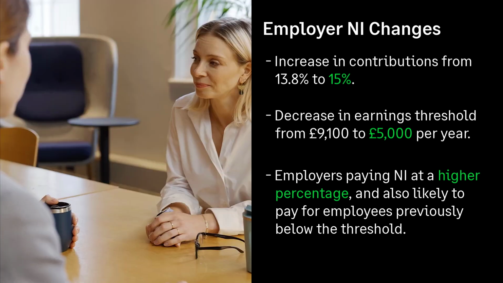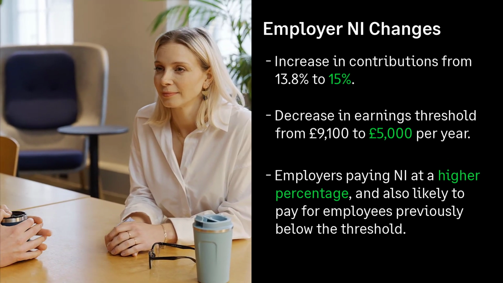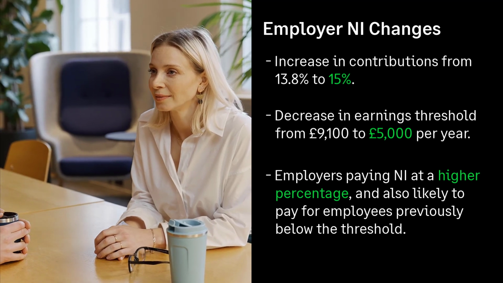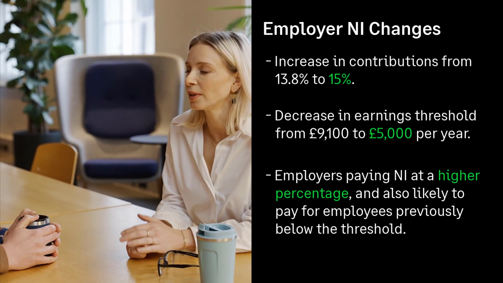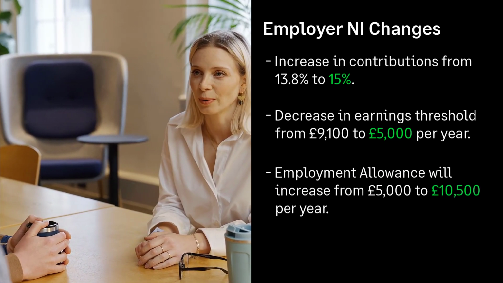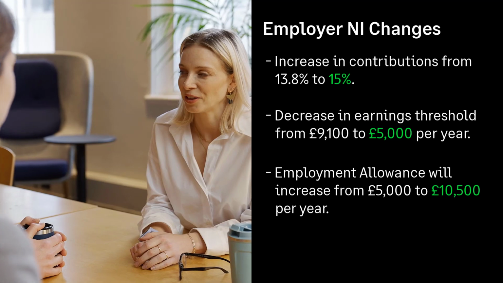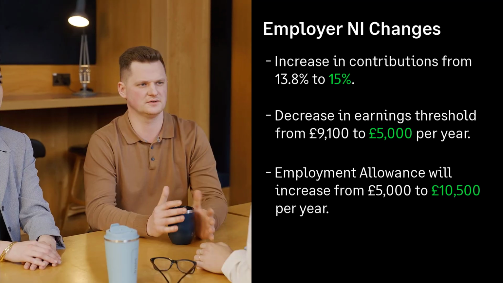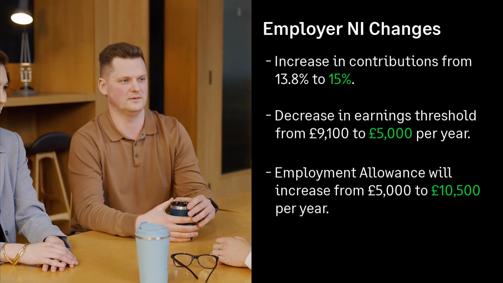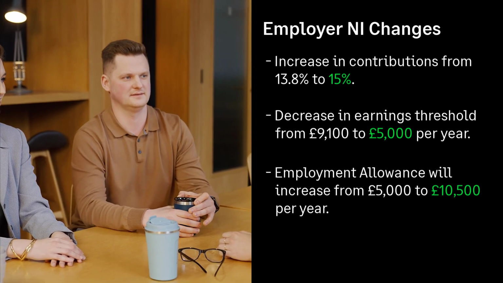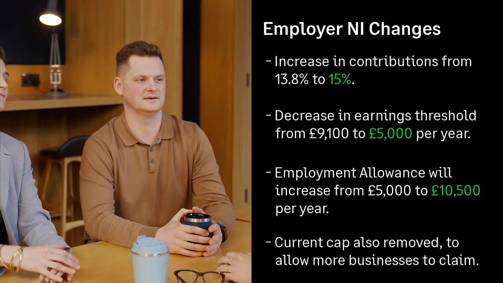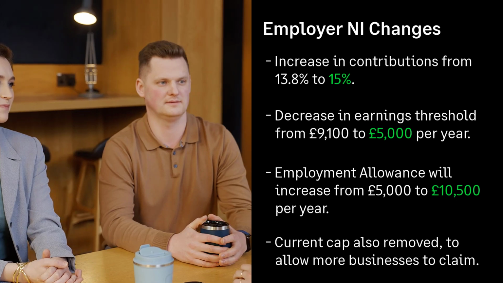These changes mean employers will be paying NI contributions at a higher percentage, but are also likely to pay for employees whose earnings were previously below the existing threshold. To support the smallest businesses and hopefully offset the new costs, the government will increase the employment allowance from £5,000 to £10,500 per year. There is also a removal of the cap on who can claim this, to allow larger businesses to also claim the allowance.